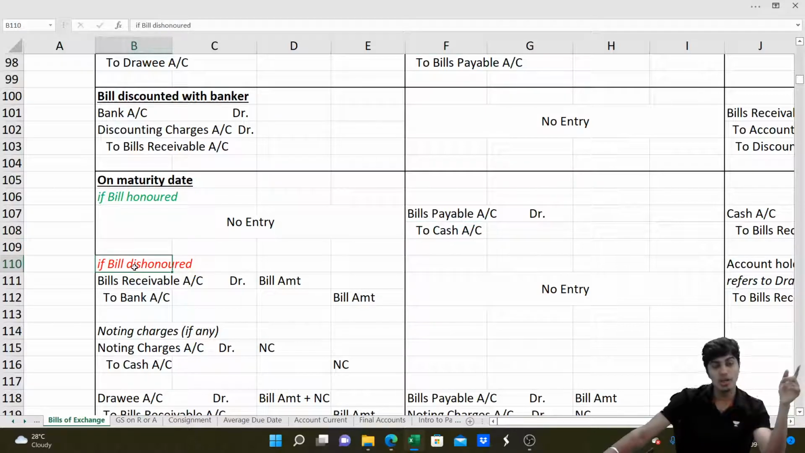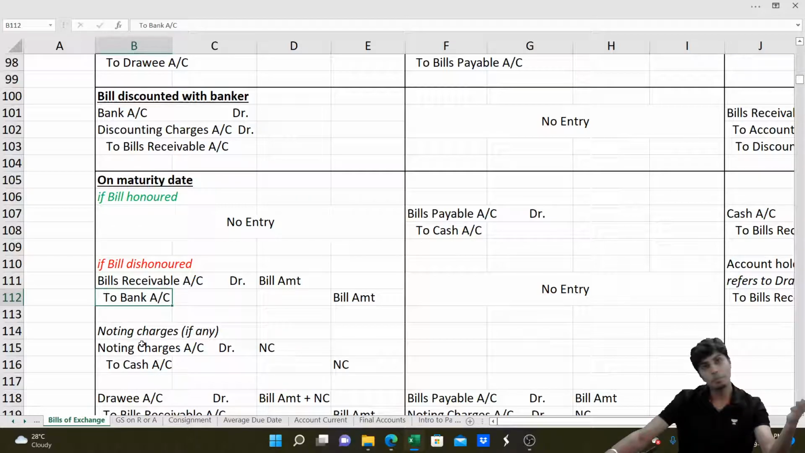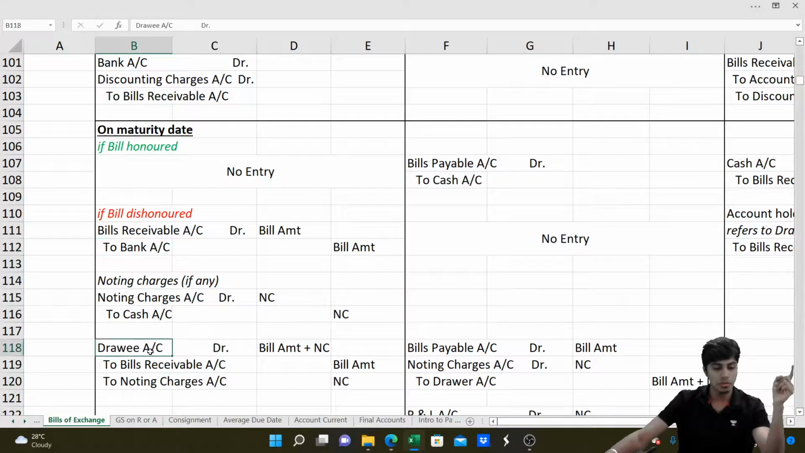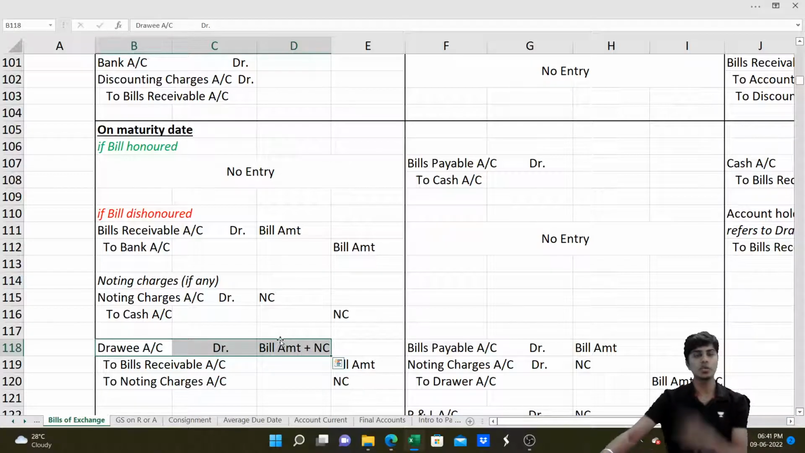If it is dishonored, then the banker will give the bill back to us. We'll receive the bill and we'll pay the money to the banker: bills receivable to bank. We will not keep this bill with us any longer. We would pass it on to our drawee, so we'll write drawee account debit to bills receivable account. If we have incurred any noting charges, we'll write noting charges to cash, and then try to recover the same from the drawee, debiting our drawee account with bill amount plus the noting charges amount.